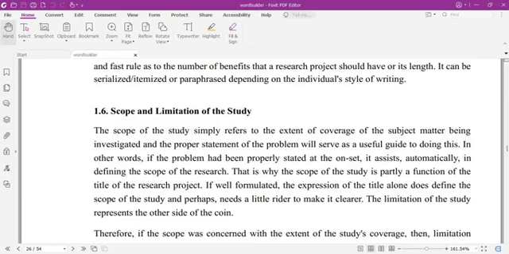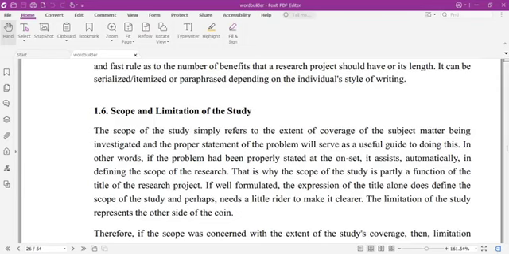In other words, if the problem had been properly stated at the onset, it assists automatically in defining the scope of the research. So the statement matters. When you state it properly, it will assist in defining your scope. When you state your problem, that will determine the scope you're going to work on. That is why the scope of the study is partly a function of the title of the research project. The scope is partly a function of the title.